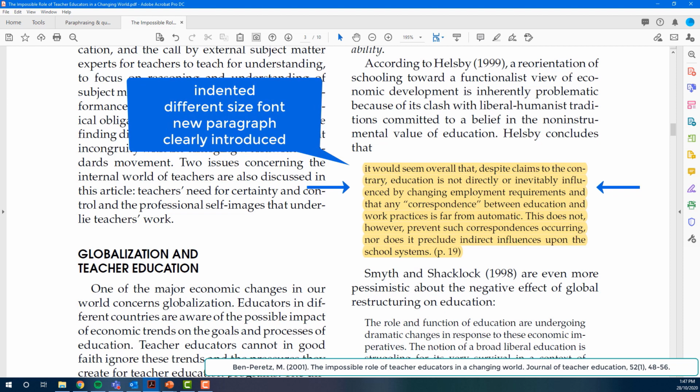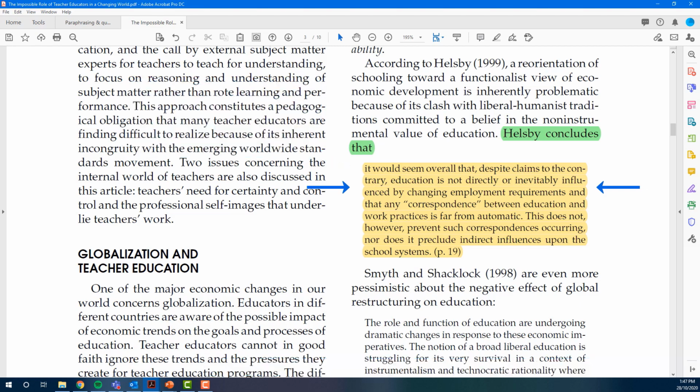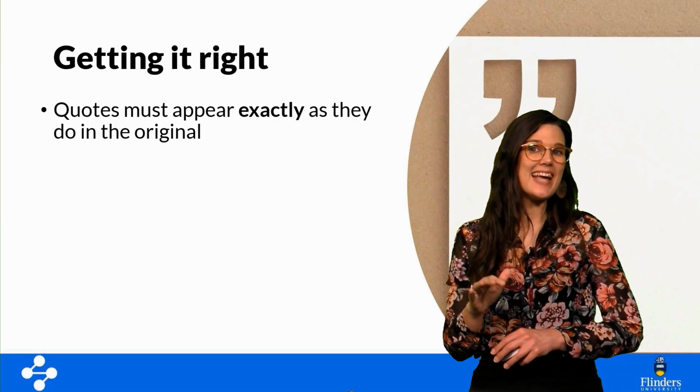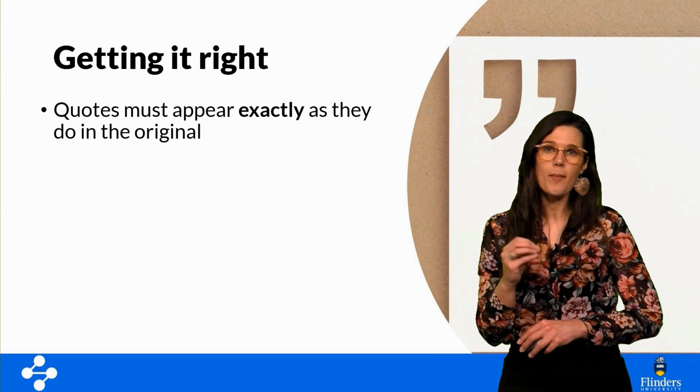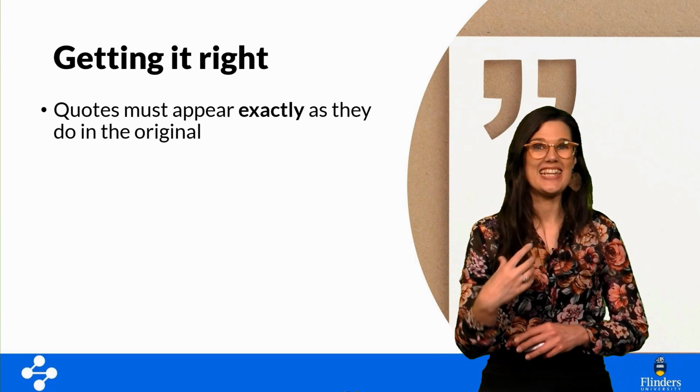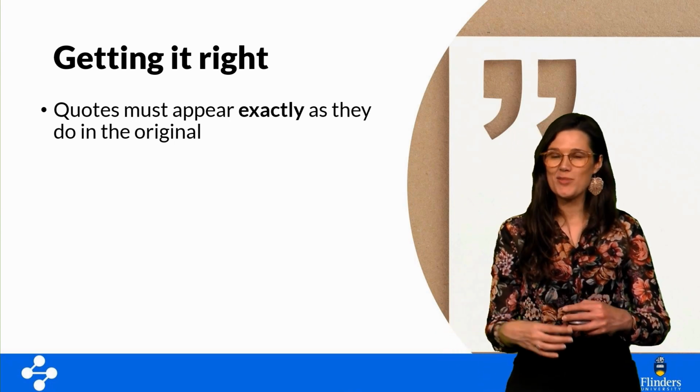So it becomes a paragraph of its own, but it still needs to be introduced in the same way that we would introduce a short quote. So use that reporting verb, use a discourse marker, and then include your indented paragraph beneath. So remember, quotes must appear exactly as they appear in the original, and there's a couple of tools that we can use just in case we need to shape them to make them fit.